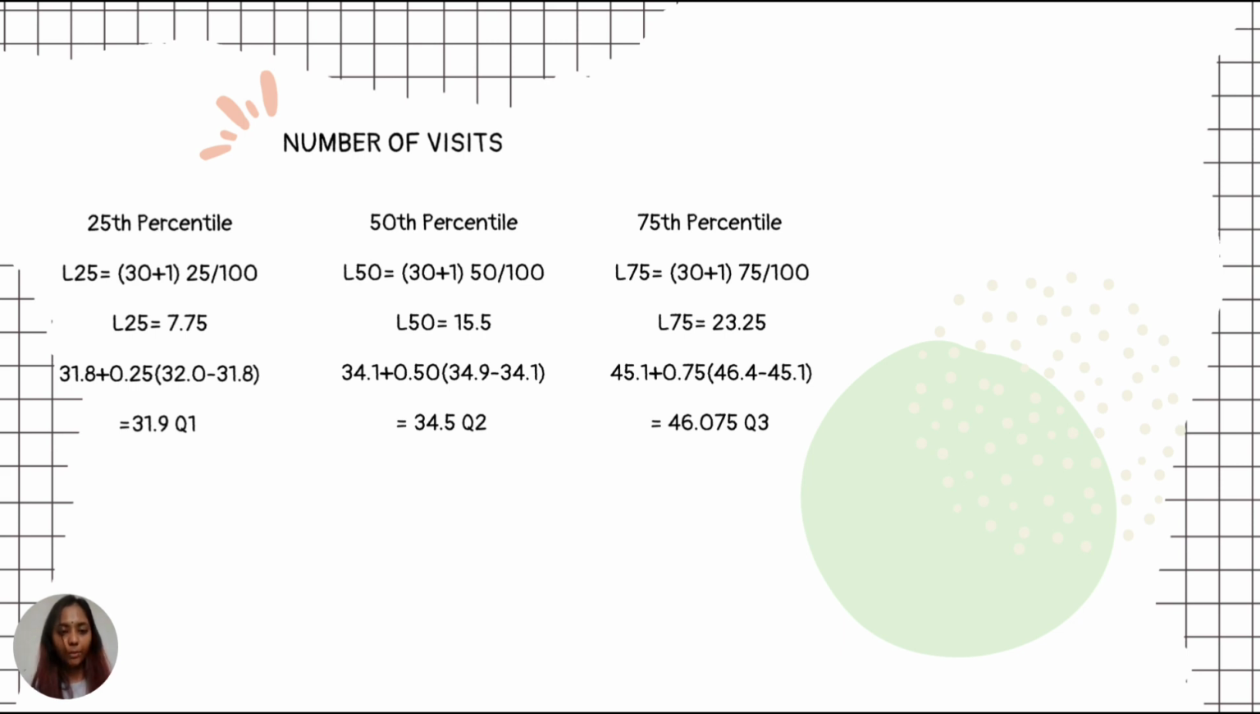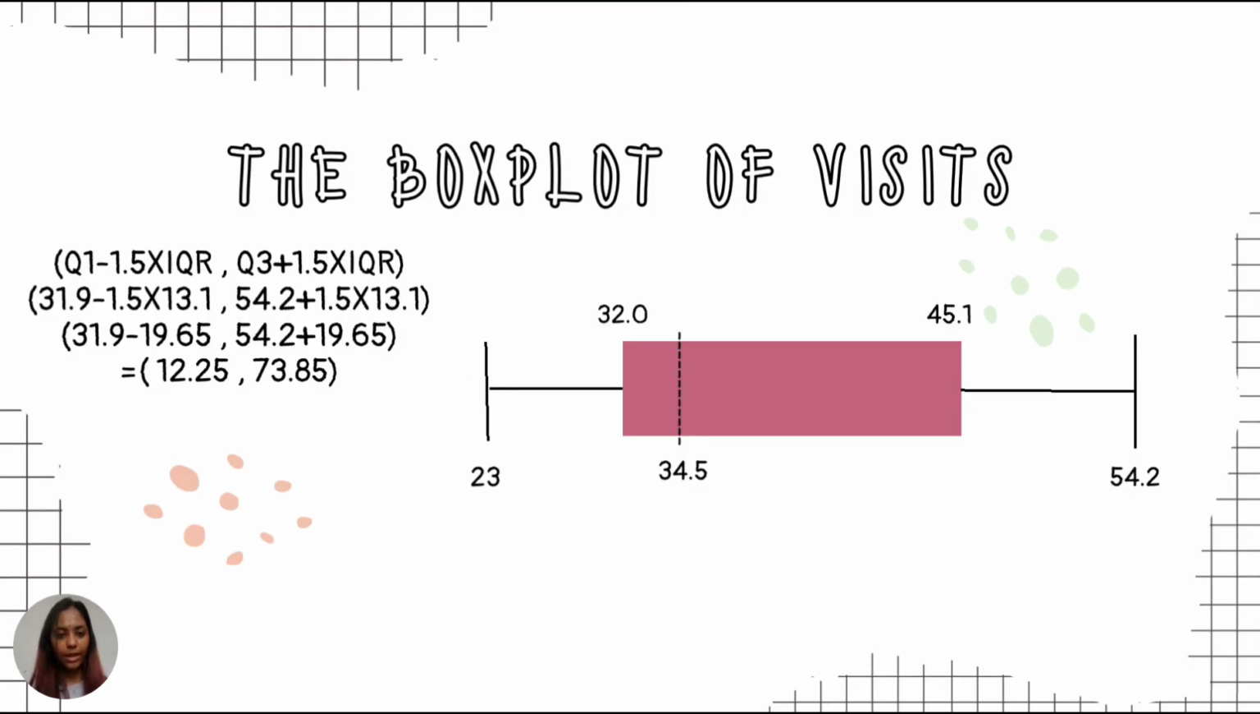Same goes to 50th percentile. We have to calculate the L50 and then we will get 15.5, and then for Q2 with the same method as 25th percentile we will get 34.5. Then for 75th percentile, same goes for L75, we will get 23.225. For Q3 we will get 46.075. Next, the box plot of visits.